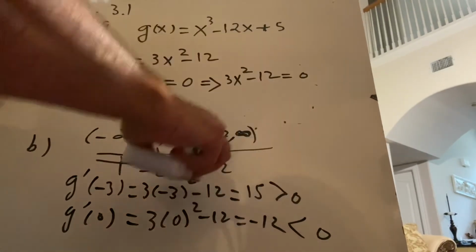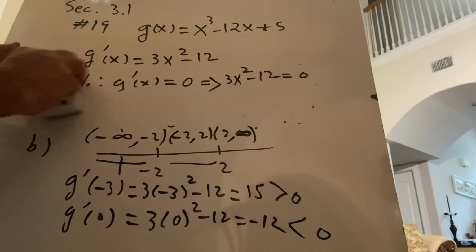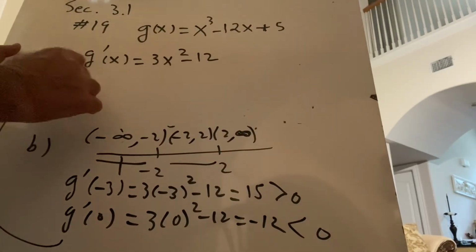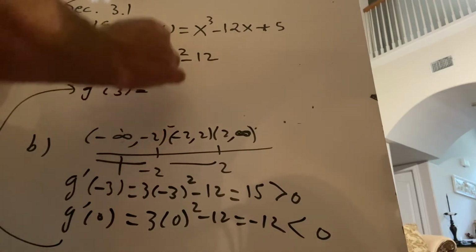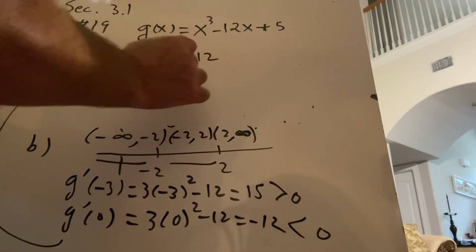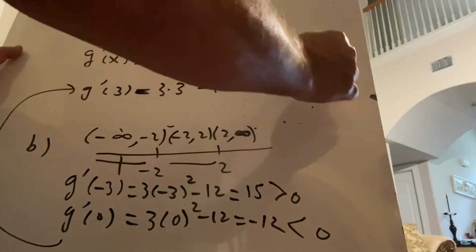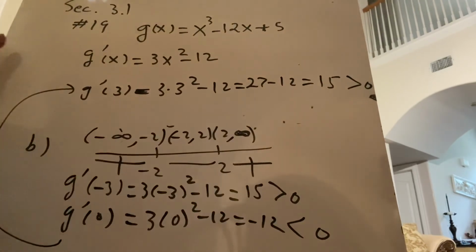So finally, 2 to infinity, we can take 3. I'm just going to evaluate up here. g prime of 3, which is 3 times 3 squared minus 12, which is 27 minus 12, which is 15, which is positive. So now you have your derivative positive there, okay?